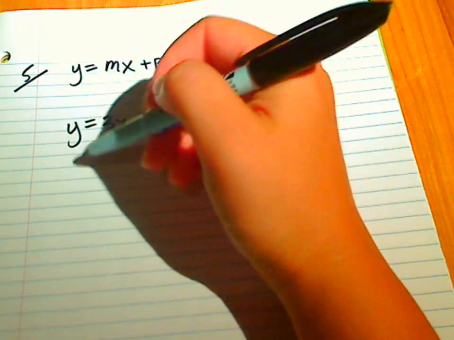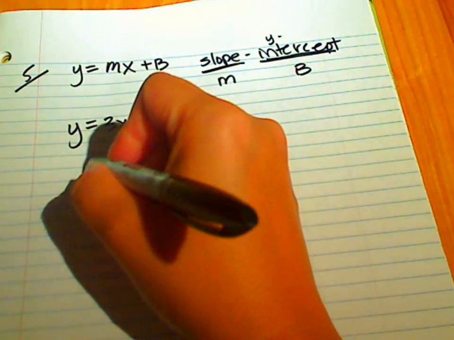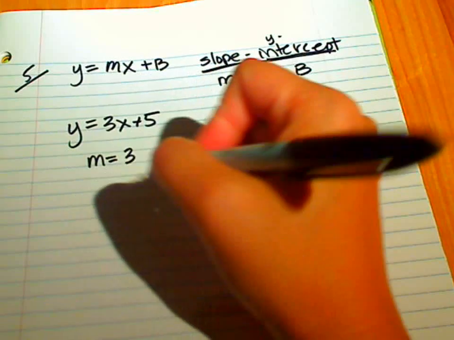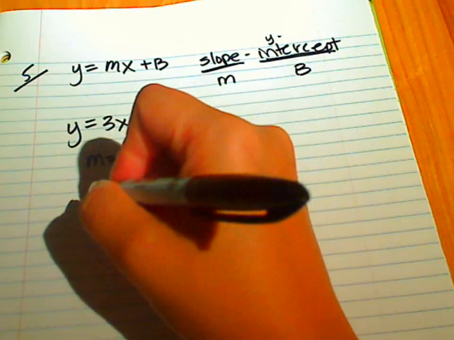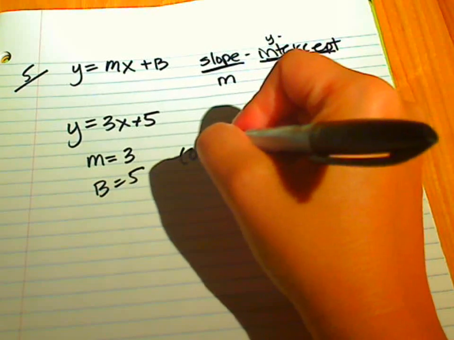So if you just compare these, if y and equals and the x matches up, all you need to tell me is the slope is 3, the y-intercept is 5, or as an ordered pair, that'd be (0, 5).